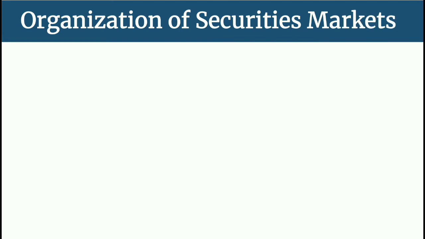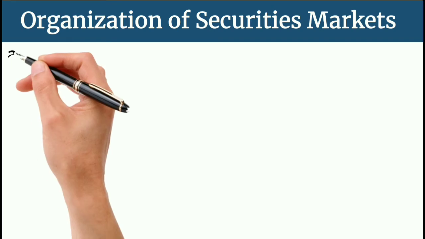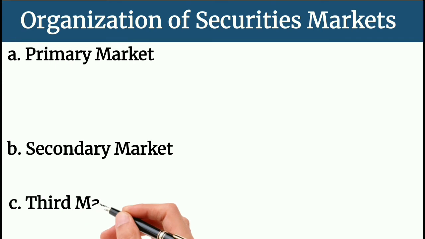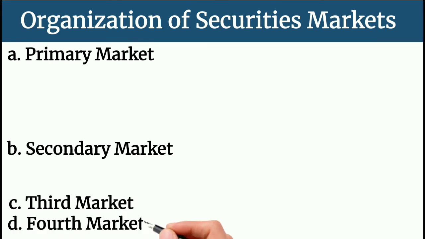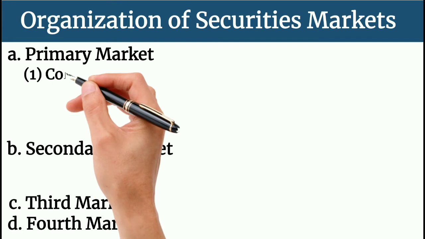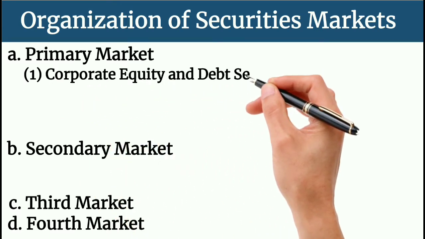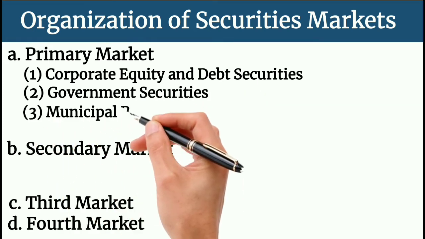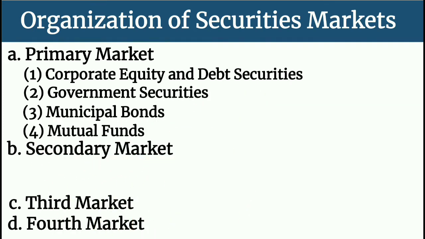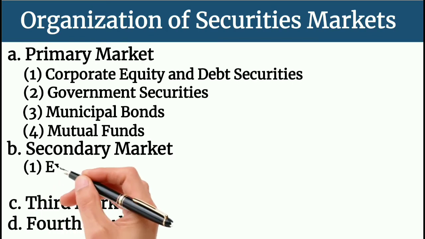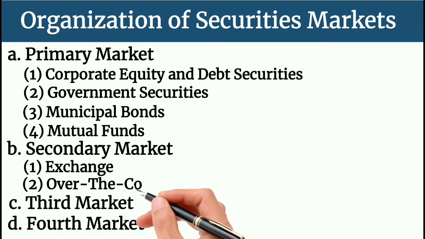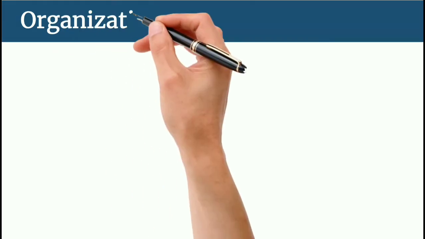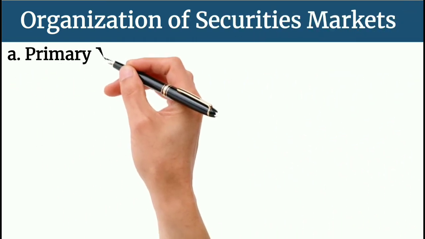In organization of securities markets, we will study the primary market, the secondary market, the third market, and the fourth market. Under primary market are corporate equity and debt securities, government securities, municipal bonds, and mutual funds. And under secondary market are exchange and over-the-counter market. Let's begin with the primary market.